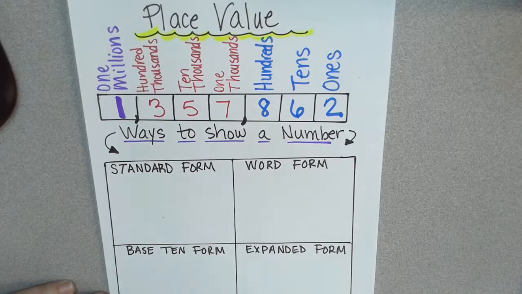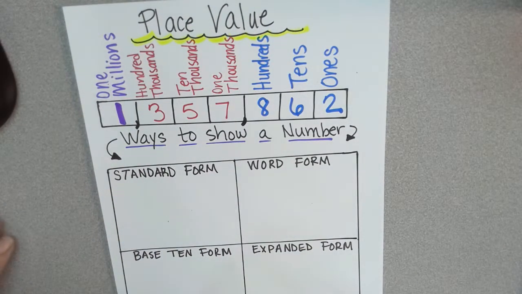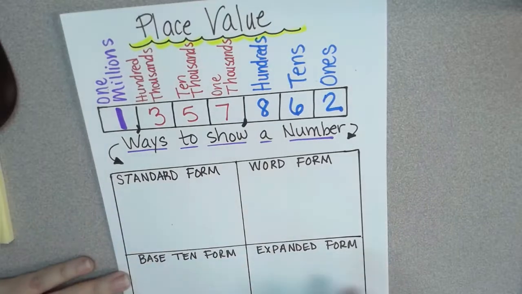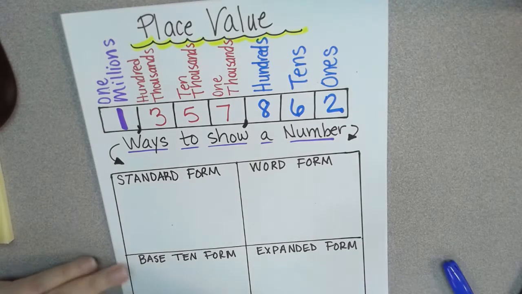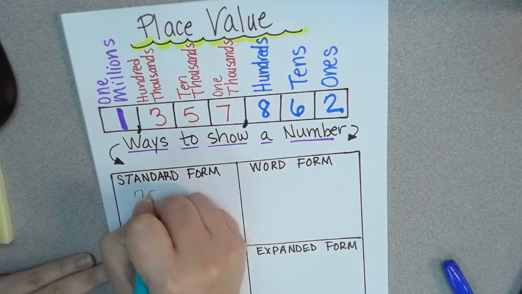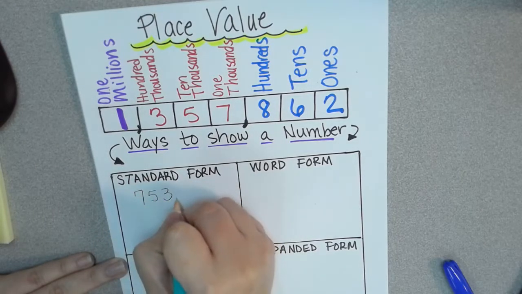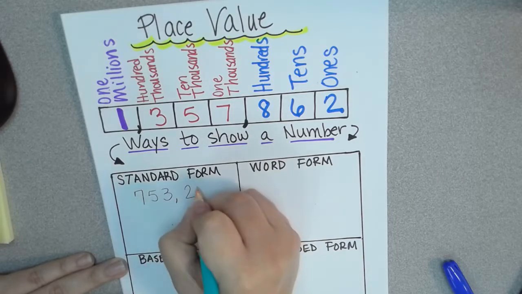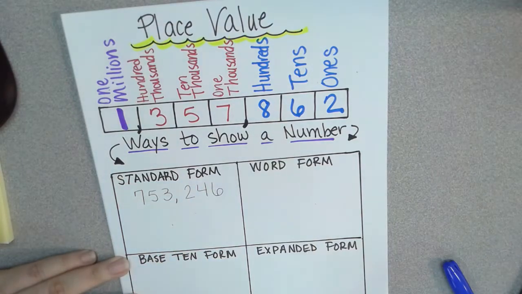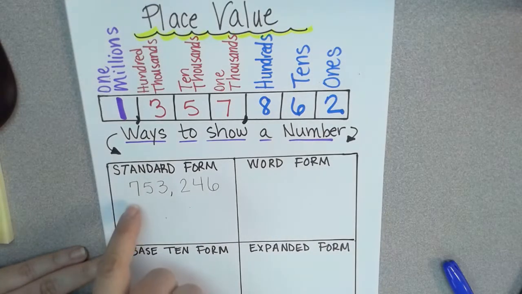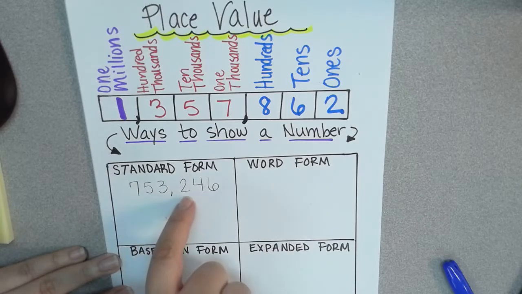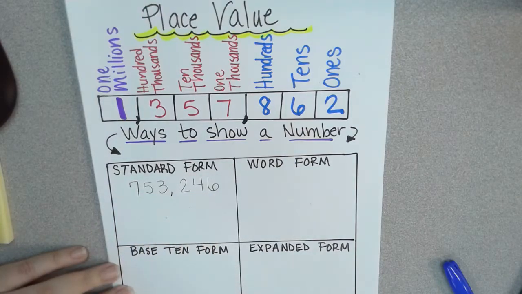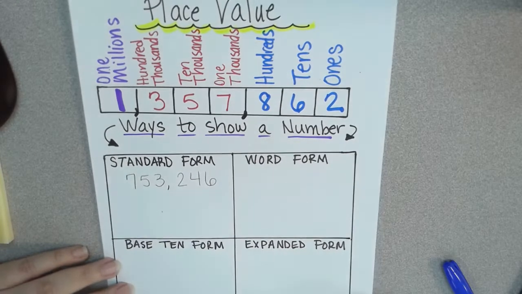Okay. So, ways to show a number. Standard form. Okay, let's work with this number. Let's look at this number: 753,246. Okay, that is the standard way of writing this number.